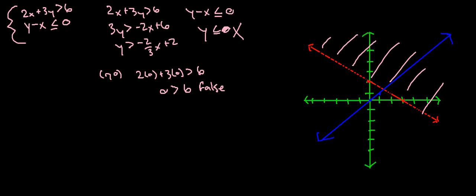Now I need to test a point to see if this part of the graph is shaded or this part of the graph is shaded. And to do that, I normally would pick 0, 0, but in this case 0, 0 is on my line. So I will pick another point. I will pick 0, minus 1, which is right here. So if 0, minus 1 is true, this bottom part is shaded. If it is false, this top part is shaded.